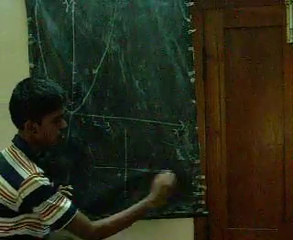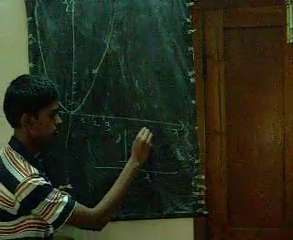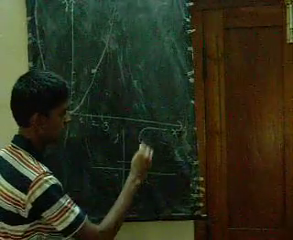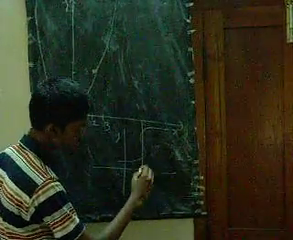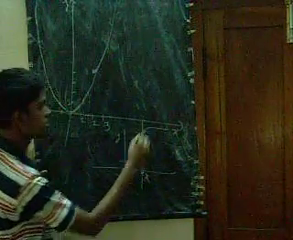Now a simple question for you. This is y, this is x. Is this a function? Answer is no. Why? Just draw a line parallel to the y-axis. You will see for this value of x, you have got 3 values of y. So f of x has got 3 values. So it's not a function, it's a relation.